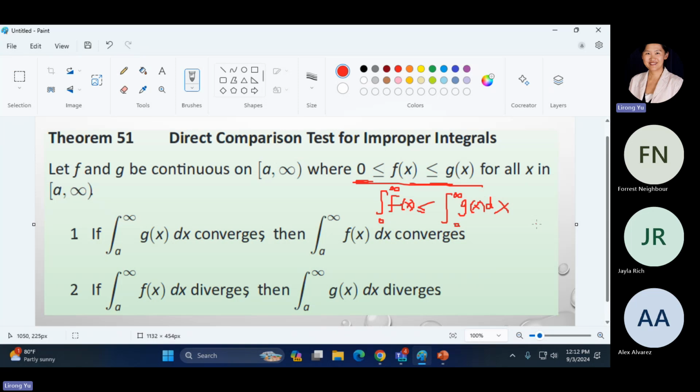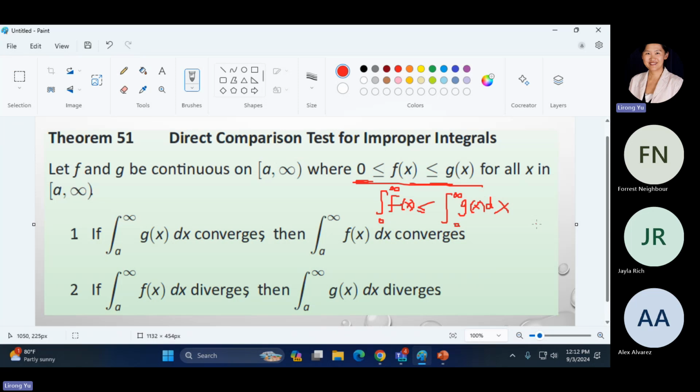Now diverge is another situation. If f of x is smaller than g of x, but somehow f of x diverges. What do we mean by f of x diverging? They're both positive, and the function's integral ends up diverging. It means that this integration is infinity. Therefore, this integration being bigger than that integration, that's bigger than infinity. What can it be? If you're bigger than infinity, you have to be infinity yourself.